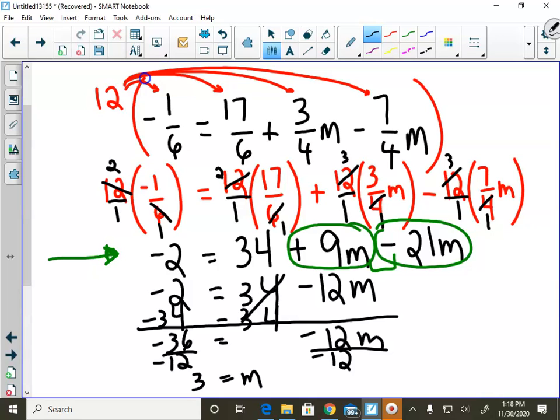And that is how you clear fractions. Again, when you get to the point where we have that line with the green arrow, that equation should be pretty simple for you to solve at this point. You've been solving enough of those, you should be able to do that. It's a matter of just getting rid of the fractions to make your problems a little bit easier to do.